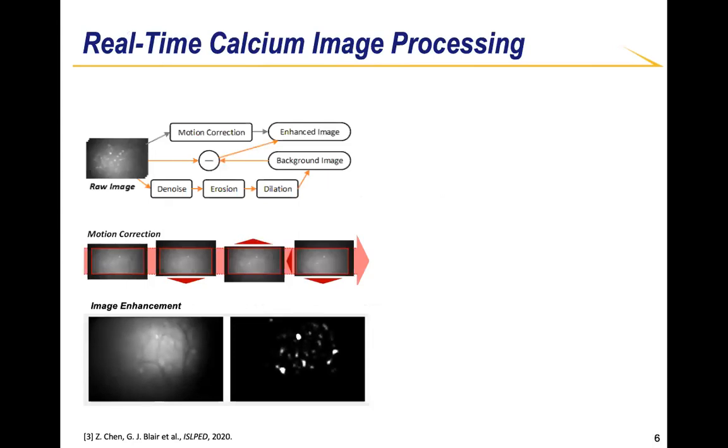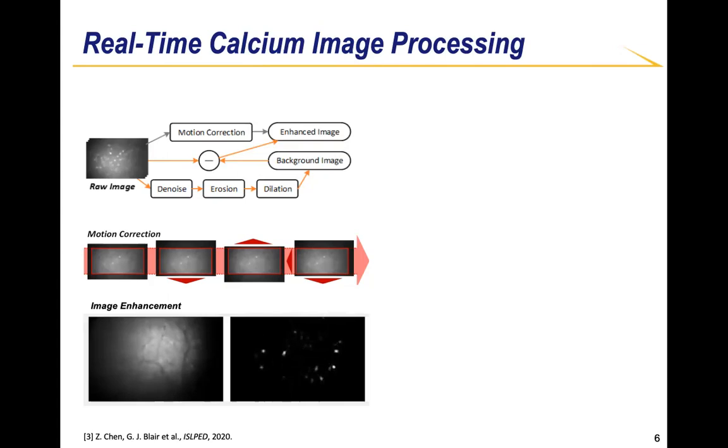Our pipeline includes 3 processing steps. The first 2 are the motion correction and the calcium image enhancement. The motion correction is an important pre-processing step, and it helps remove the motion artifacts in the raw video caused by the movement of the brain tissue during the recording.